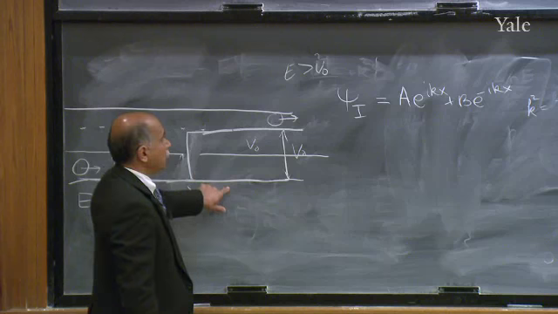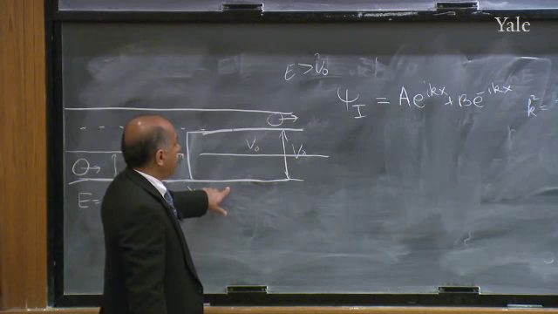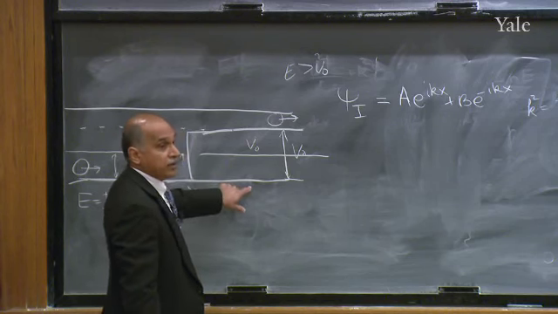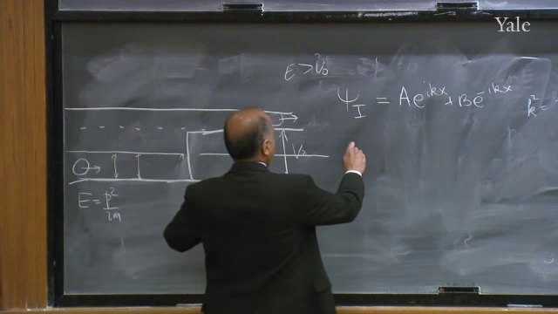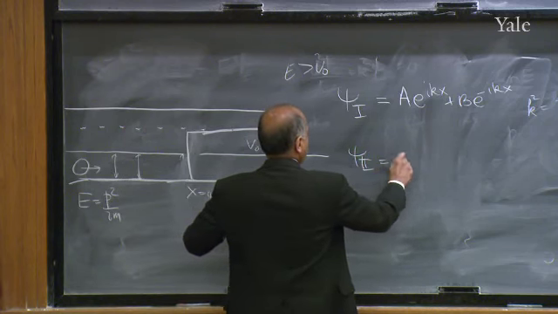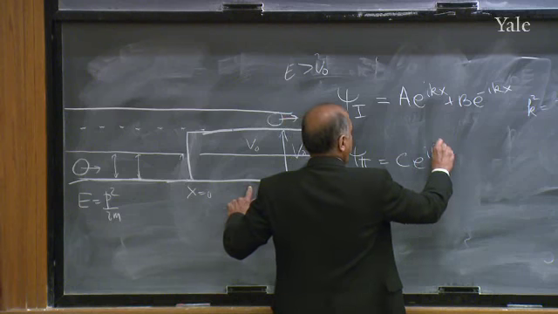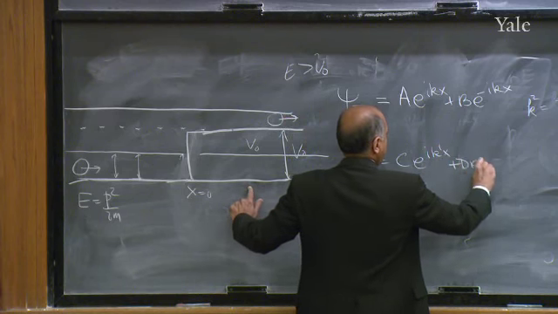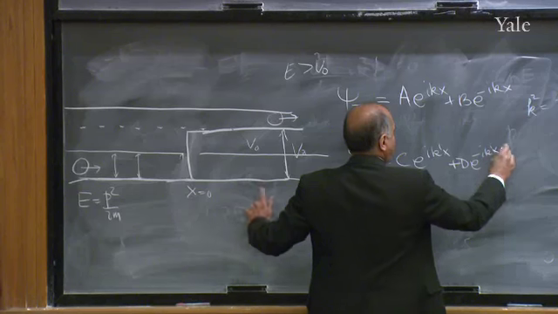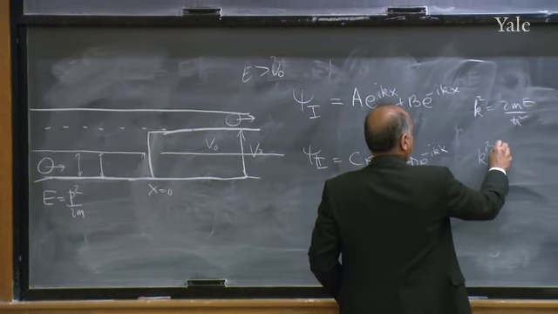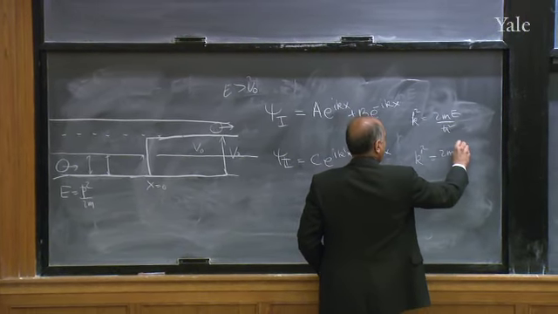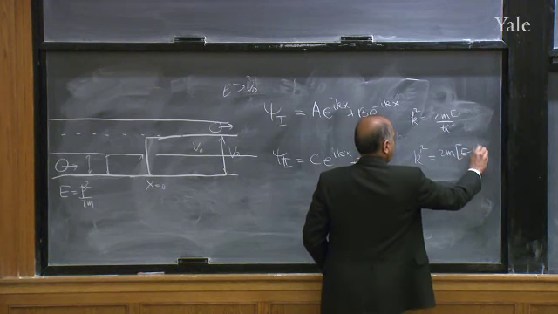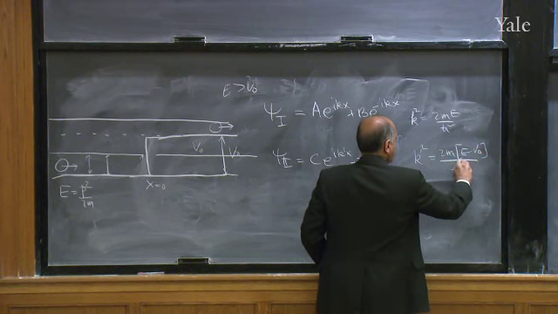Then I go to region 2. In region 2, I have to solve a Schrodinger equation with a V naught in it. Then you will find in region 2, psi 2 looks like C e to the ik prime x plus D e to the minus ik prime x, where k prime squared is 2m times (E minus V naught) over h bar squared.